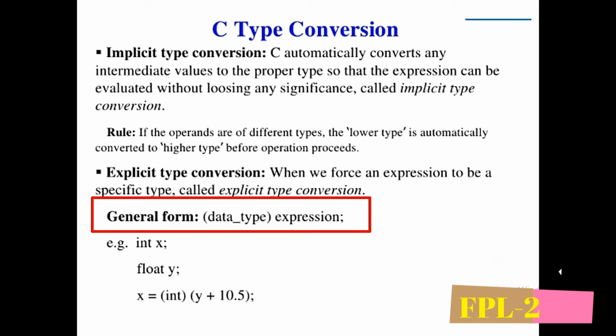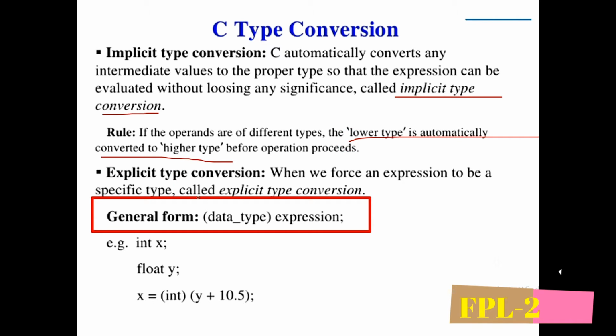So type conversion, as discussed earlier, implicit type conversion automatically converts any intermediate values to the proper type so that the expression can be evaluated without losing any significance, called implicit type conversion. The rule is that if the operands are of different types, the lower type is automatically converted into the higher type before the operation is processed.